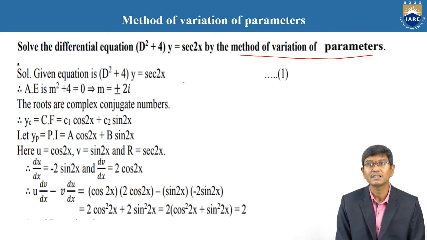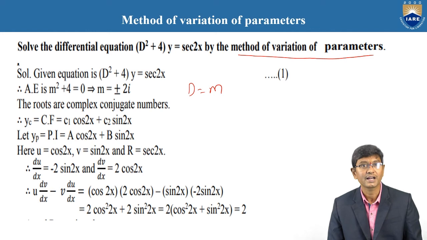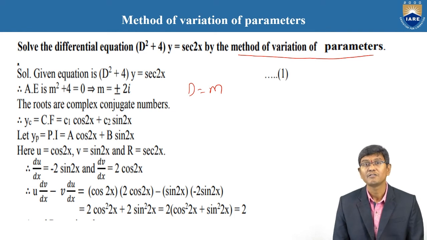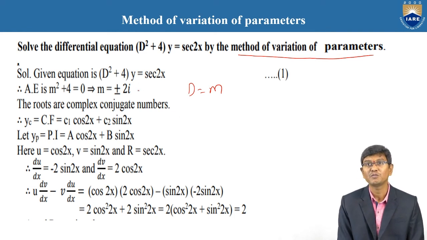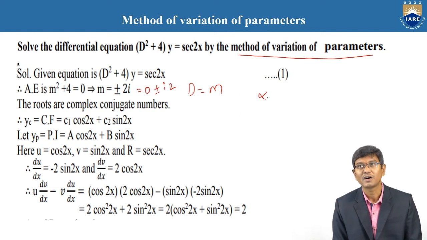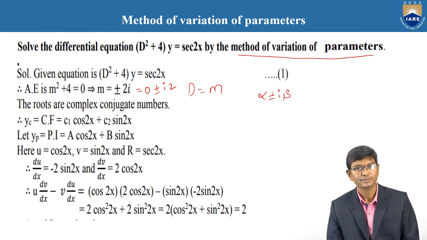Therefore, the auxiliary equation is the replacement of D equal to m. So m square plus 4 is equal to 0. By solving that equation using synthetic division or the factorization method, we obtain m is equal to plus or minus 2i. Therefore, it is also 0 plus or minus i into 2, which is in the form alpha plus or minus i beta. The real part alpha is equal to 0. The imaginary part beta is equal to 2.